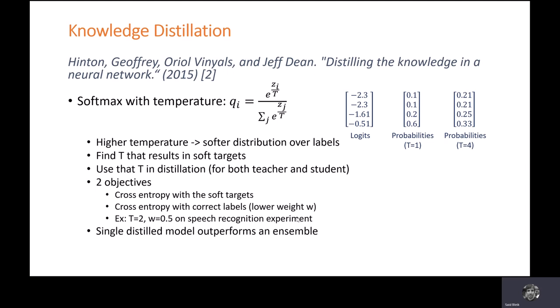So they use the same T, and then they use, in this case, cross entropy to compute the difference between these two distributions, the students and the teachers. And they got pretty good results using this, and they showed that they can outperform an ensemble of models using a single distilled model. The argument here is also that the probabilities might sometimes be better than the logits, because they're more normalized. So you can go in between the logits and the actual probabilities or the hard labels by varying the T.